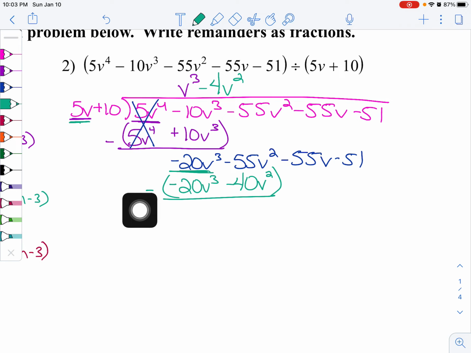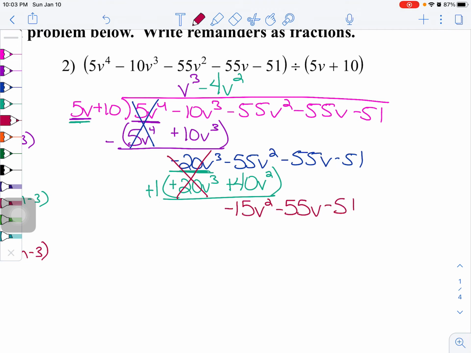If you're not a huge fan of leaving the subtraction sign this way, you absolutely can distribute that in. So if you multiplied with a negative 1, that would become negative, that would become negative, and you'd become a positive out there. So you can do that too. So these first 2 terms cancel, as I've said repeatedly, they have to. Negative 55v squared plus 40v squared would be negative 15v squared. You can absolutely grab a calculator to double check some of these answers. Okay, and we start again.